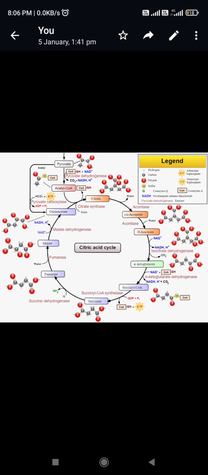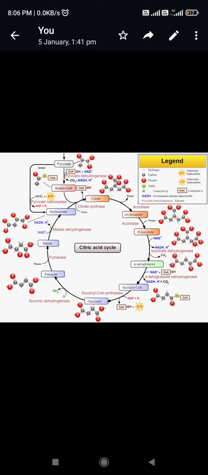The fifth step is the synthesis of ATP or GTP. The succinyl-CoA is acted upon by the enzyme succinate thiokinase, that is, the enzyme succinyl-CoA synthetase, to form the 4-carbon compound succinate. During that time there will be a release of GTP, that is, guanosine triphosphate.